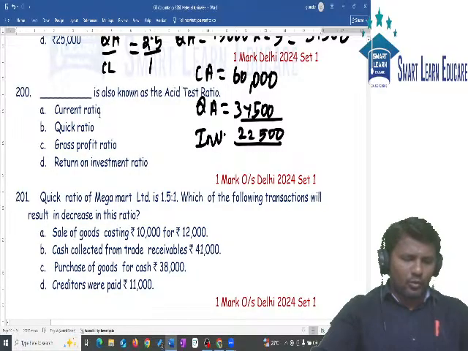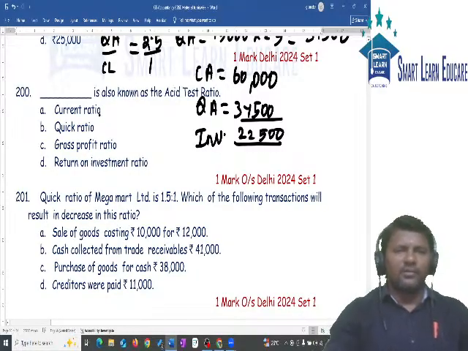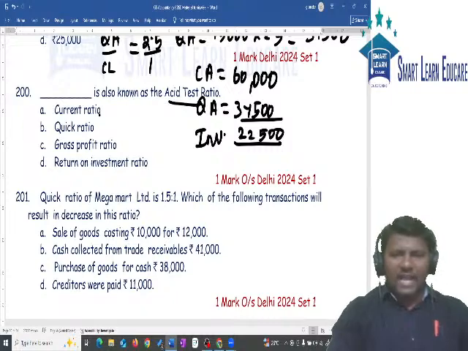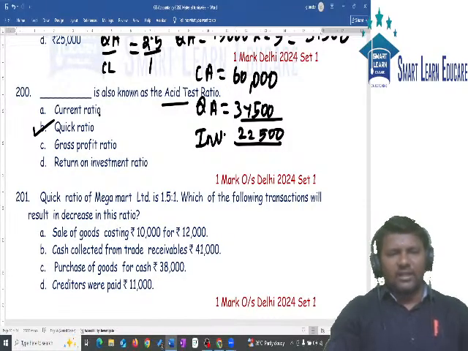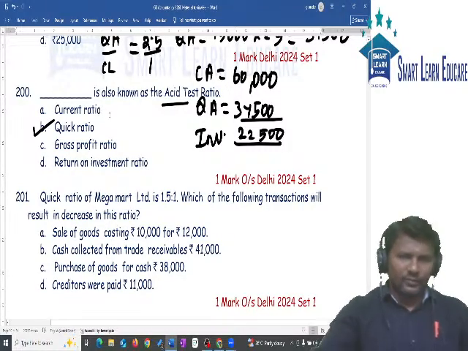Next one, question number 200. Dash is also known as acid test ratio. Quick ratio is also known as acid test ratio. Next one.